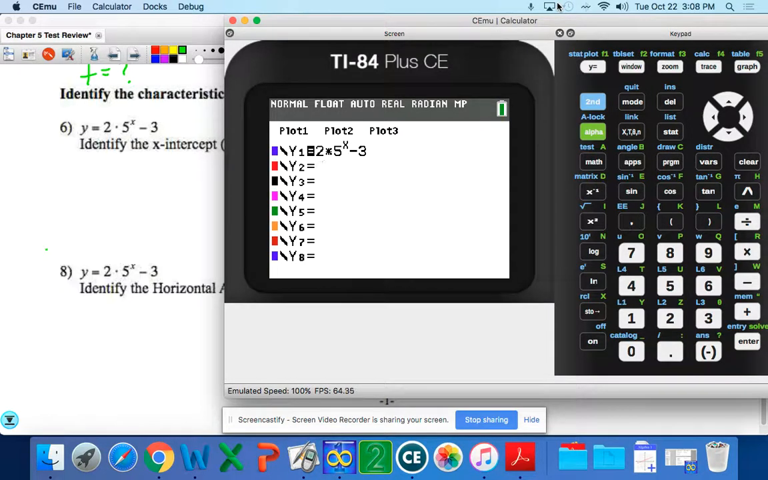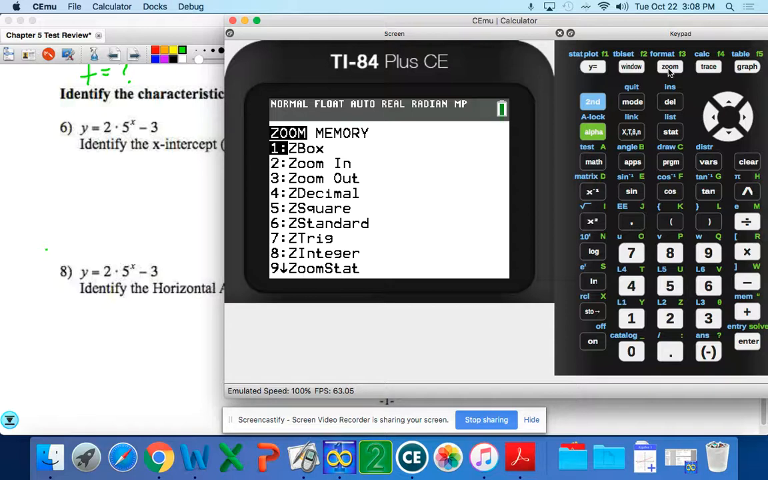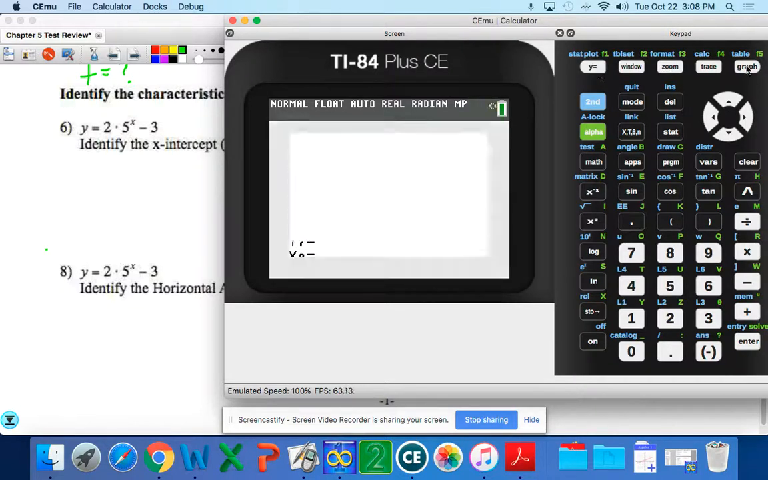We're going to now find the x-intercept. So let's take a look at it. Zoom 6. And if I don't zoom 6, if I'm just lazy and slapping the graph button, notice that it's just not going to look good. Okay? Like, that doesn't help us with anything. So always start off with zoom 6. Zoom 6, nice pretty graph.